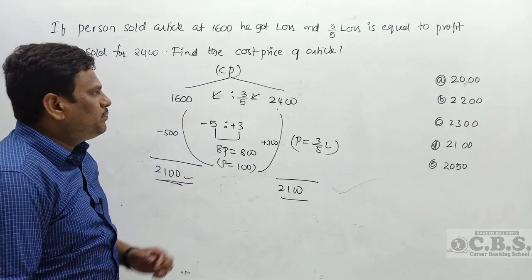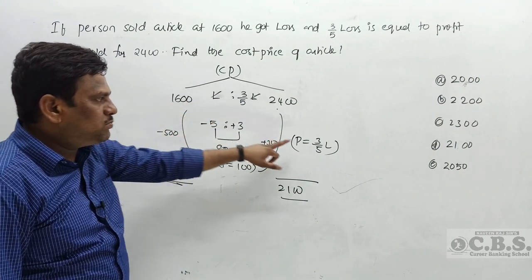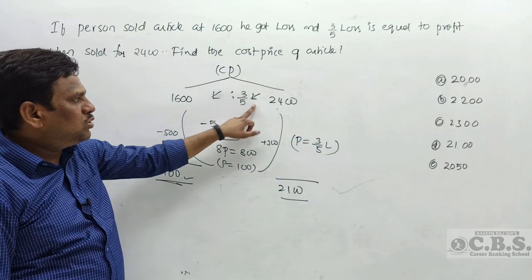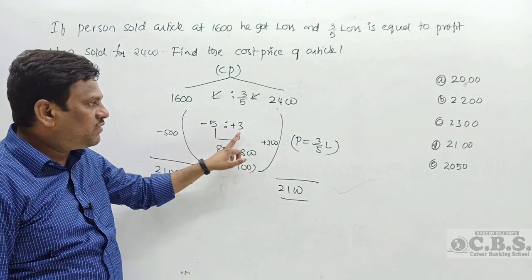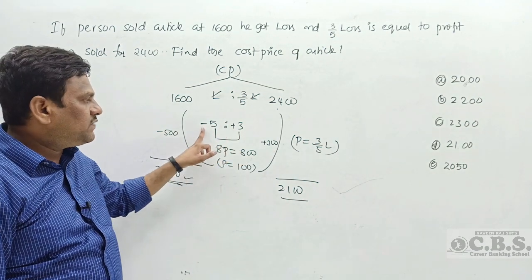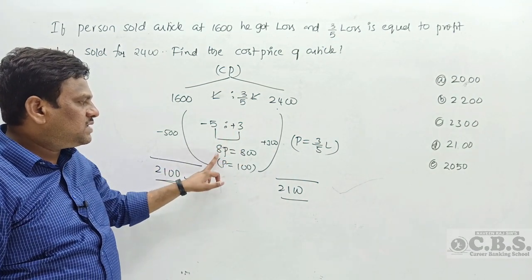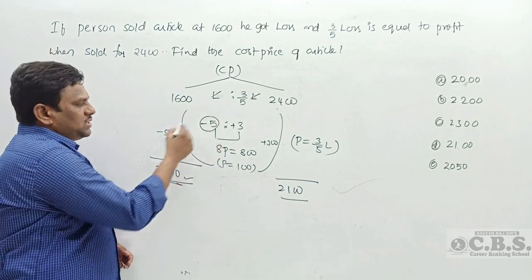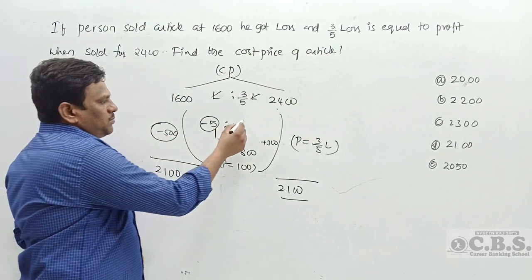So I take loss as L, and profit is 3/5 of loss. L and L both cancel. Loss indication is minus, profit indication is plus. So minus 5 to plus 3, the difference is 8 parts. 8 parts is 800, so 1 part is 100. Here loss is 5 parts, which is 500. Here 3 parts means 300.